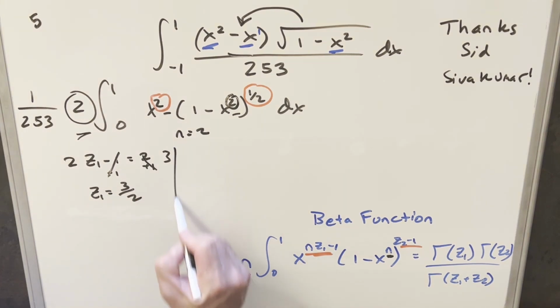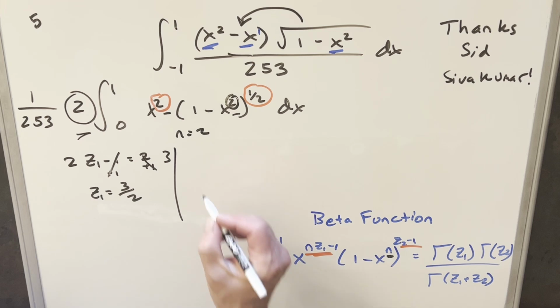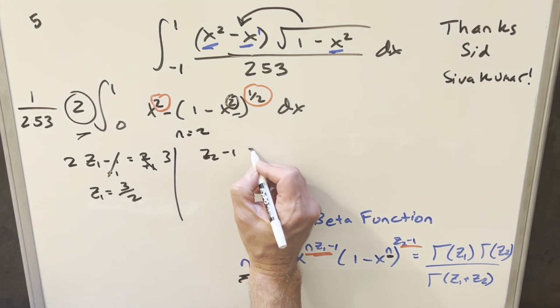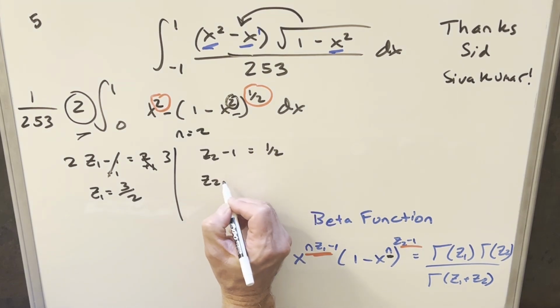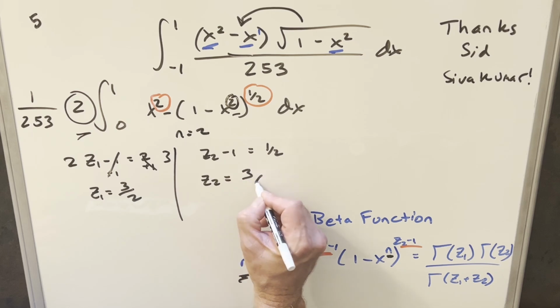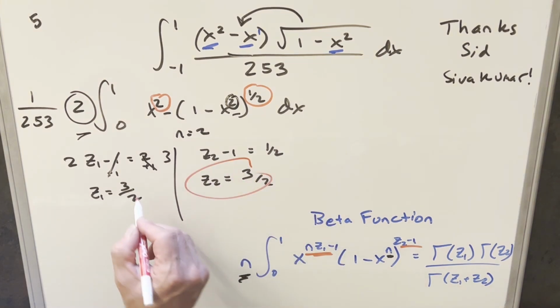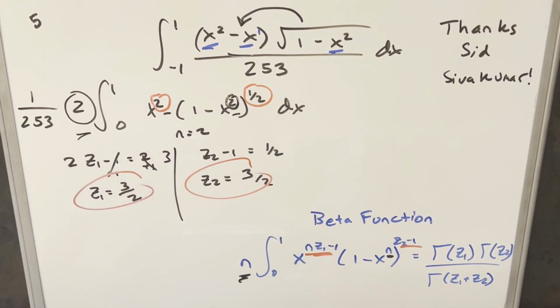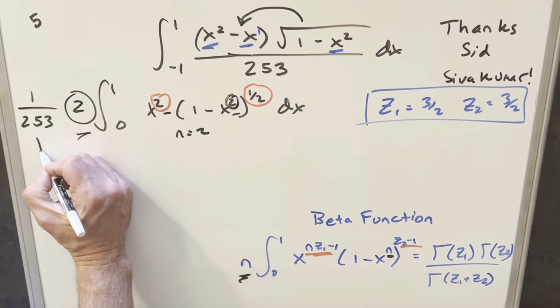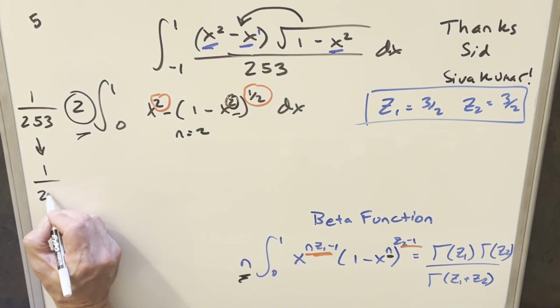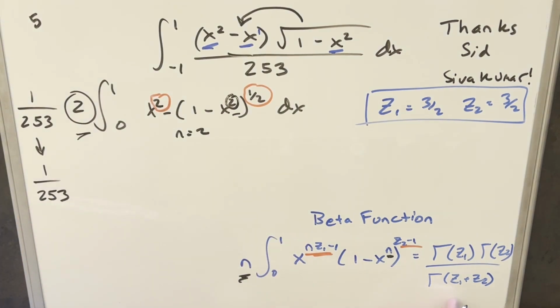And then doing the same kind of thing over here for our z2 value. If z2 minus 1 equals 1/2, then z2 must be 3/2. So let's just take this value and plug it into our solution and finish it off. Okay, so first what I'll do is I'll bring down this 1 over 253 in front of the whole thing. And then we'll go to the formula.